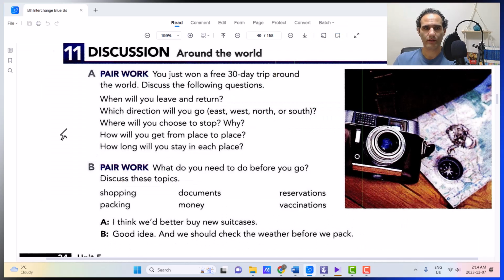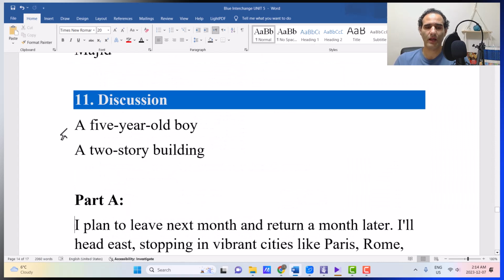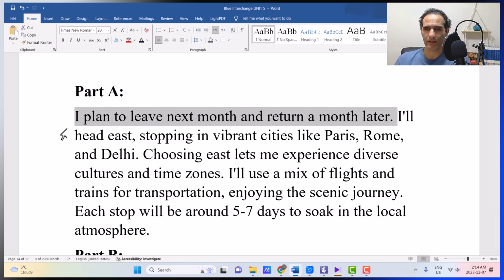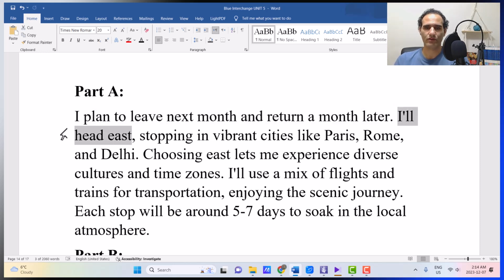Okay, good. Now, the answer to this part, I have prepared a sample response. I plan to leave next month and return a month later. I will head east. So I imagine that, for example, from the Americas, whether America or South America or Canada, the person is going from here. I'll head east. Head as a verb means go. I go east, stopping in vibrant cities like Paris, Rome, and Delhi, India. Choosing east lets me experience diverse cultures and time zones.